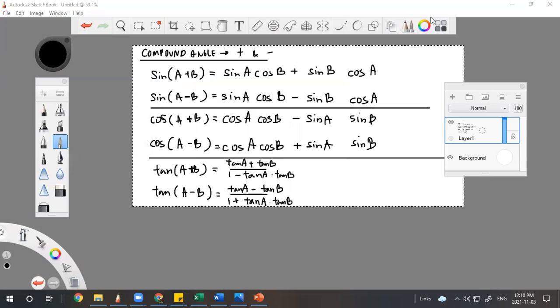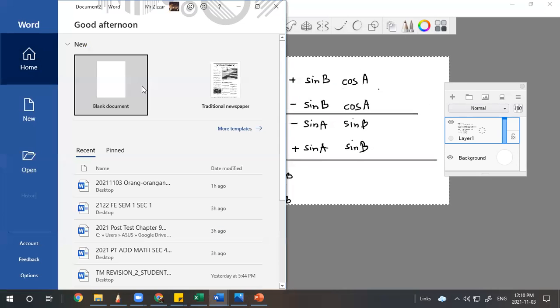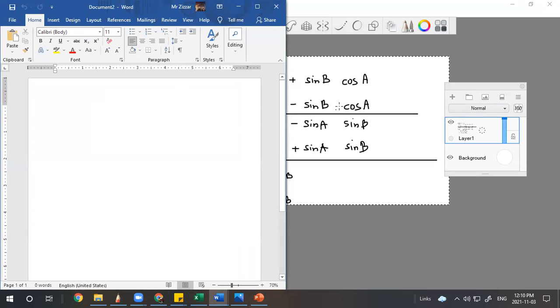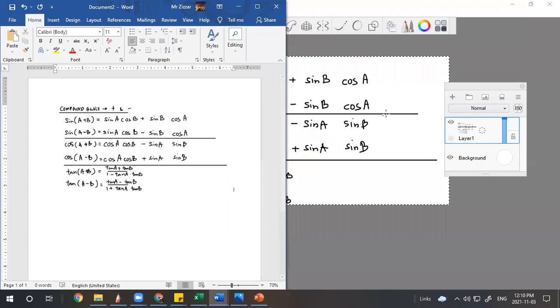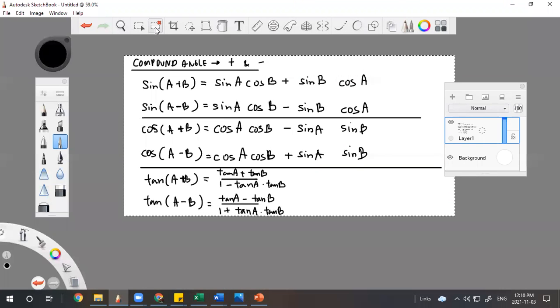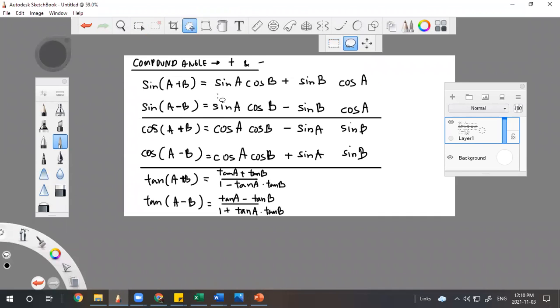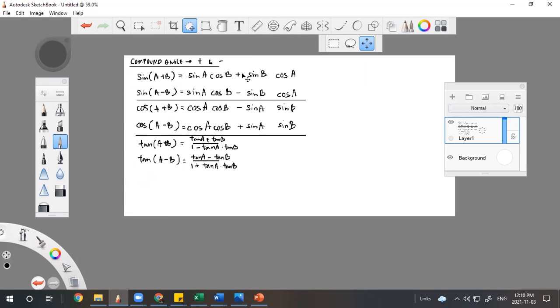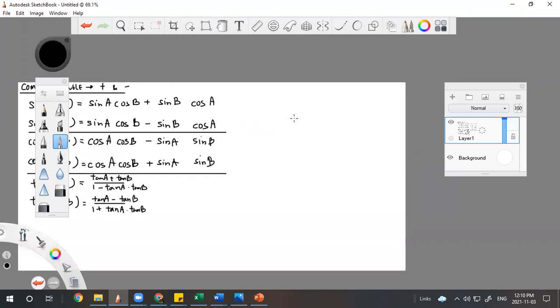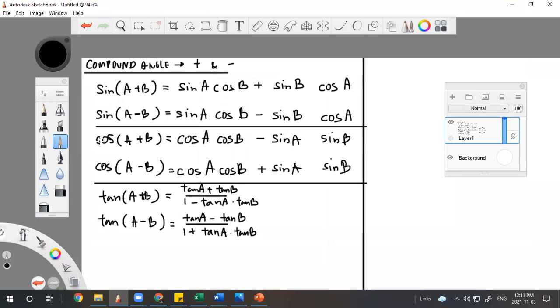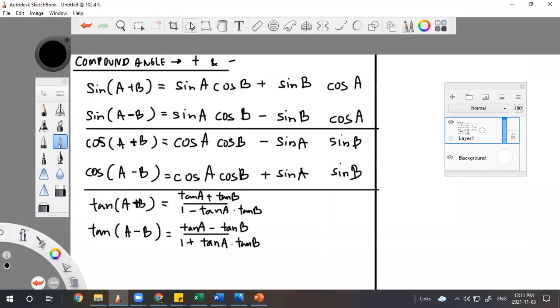Okay, wait, give me a moment. By the way, you can ask me if you have any question. Now we try to combine this compound angle to its application. How do you apply these rules in trigonometric questions? For example, here. So this is the example question. I put it on the right side, and I think we can make it a bit smaller.